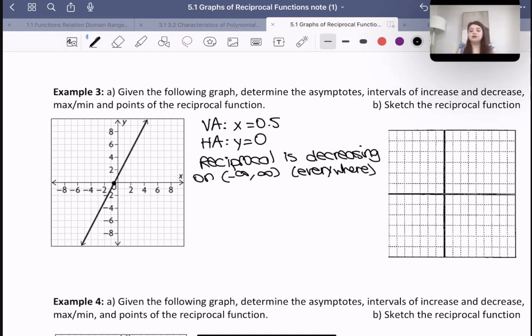Because the original is always increasing all throughout, right? Lines, linear functions in general, either they're always increasing or they're always decreasing, except for the line that has a slope of zero. I guess it's neither increasing nor decreasing, but generally speaking, lines are only going to go in one direction. They're not going to flip the way quadratics will.